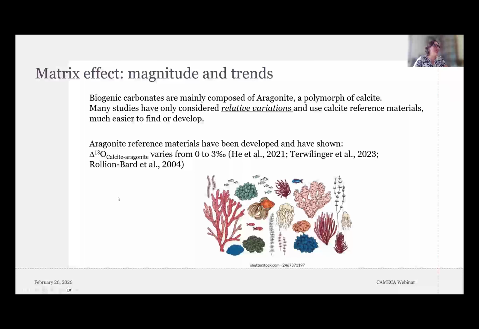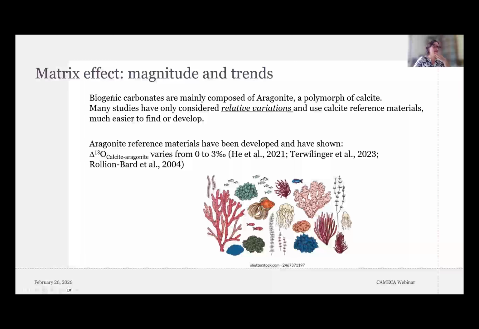I just want to also talk a little bit about biogenic minerals, because they are very different from usually the minerals that we observe in rocks. I would just want to discuss the example of aragonite. So biogenic carbonates are mainly composed of aragonite. It's a calcium carbonate, and it's a polymorph of calcite. So their crystal structure is different.